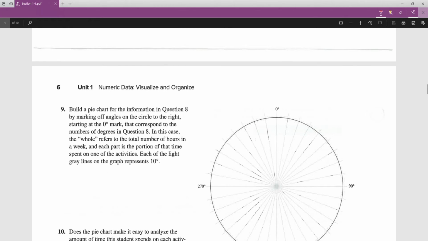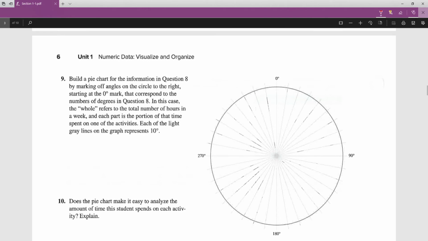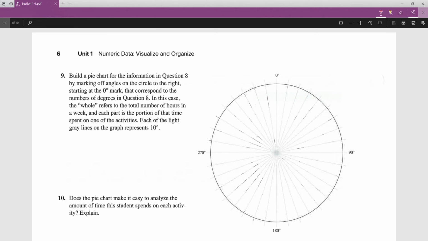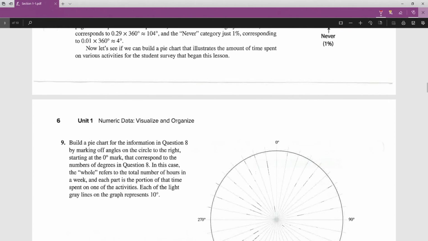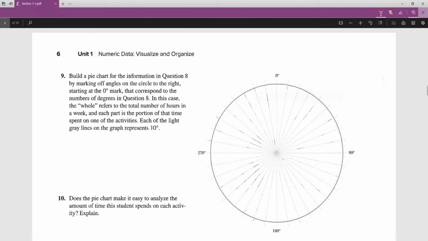So turn to page 6, and we are going to create a pie chart using the information. Let's go ahead and start with the very first one. You'll notice that your pie chart here is broken into 10 degrees each. Each little line is 10 degrees. Class time was 32 degrees. So I'm going to start at 0 and count 10, 20, 32. It's a rough estimate, and I'm going to put a C in the middle of that for class. And that's at 32 degrees.